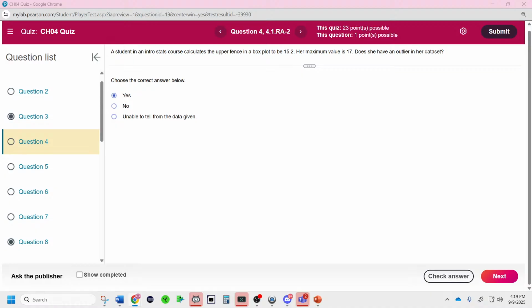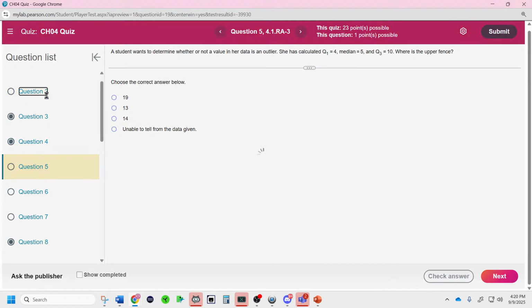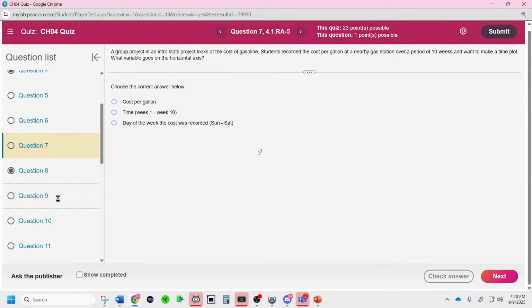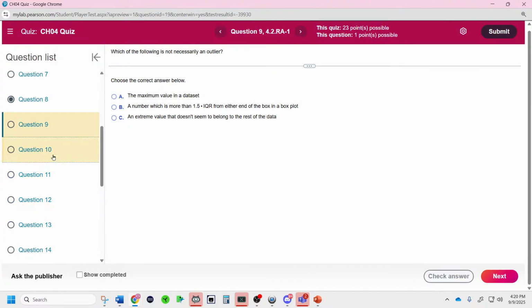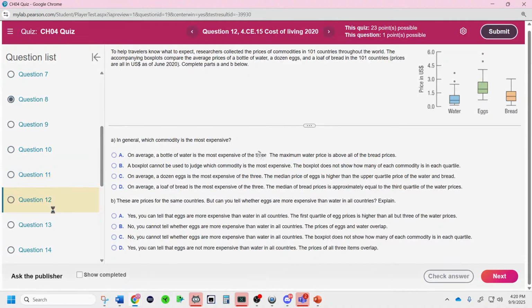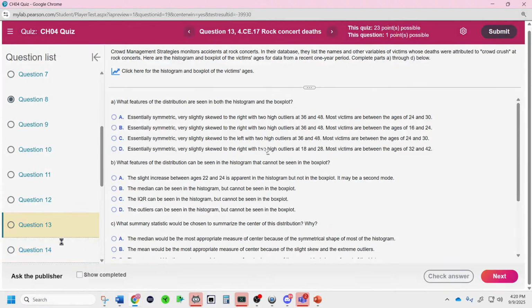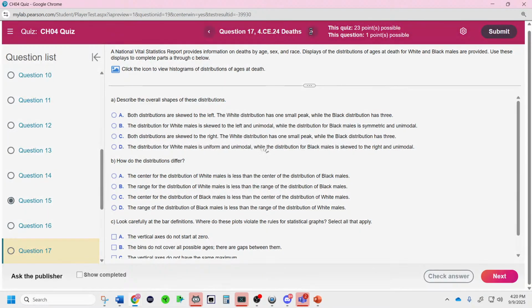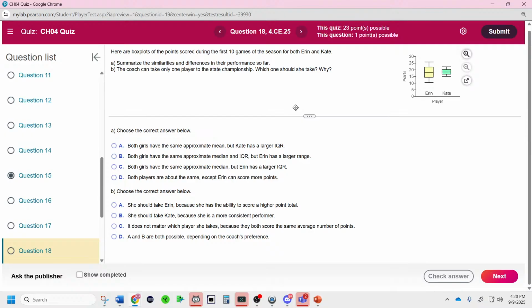And then we have, here are box plots of the points scored. Chapter 4 quiz. Drop some more questions if you got them. Going to hang out for a little bit more, do some more work. Here we are. Here are box plots of the points scored.